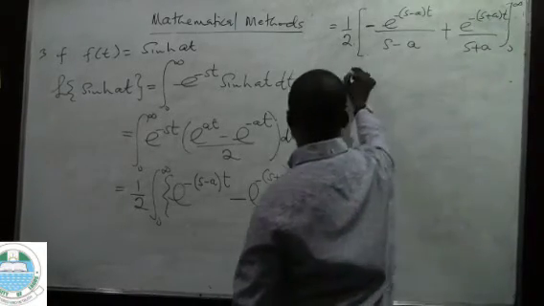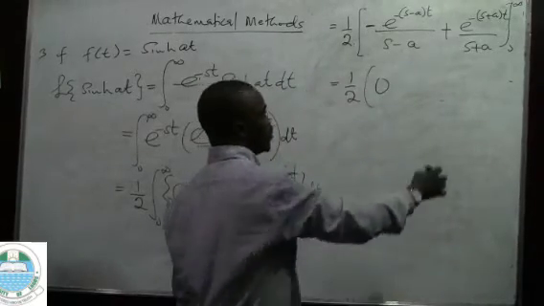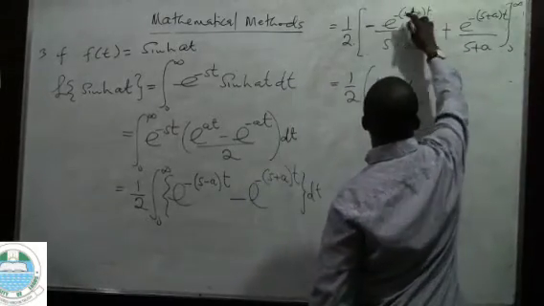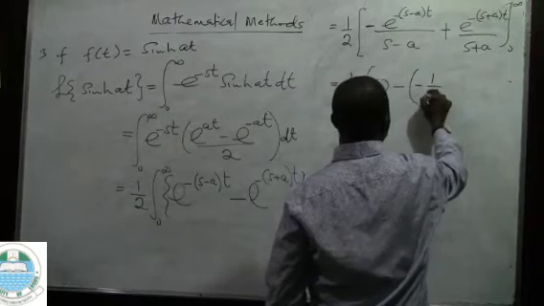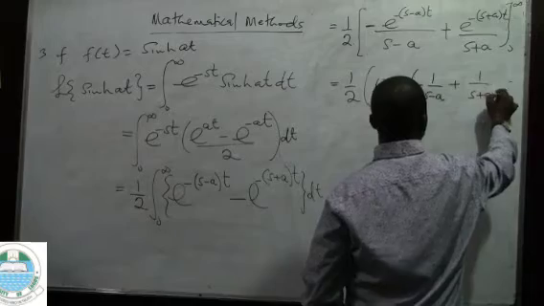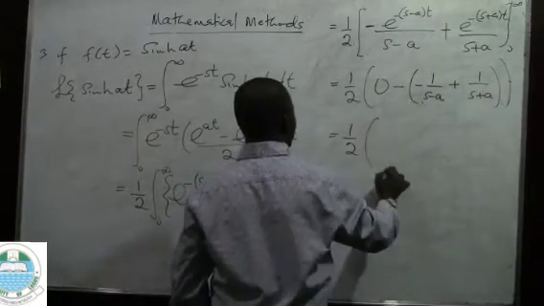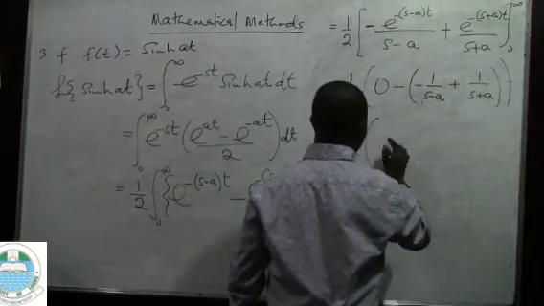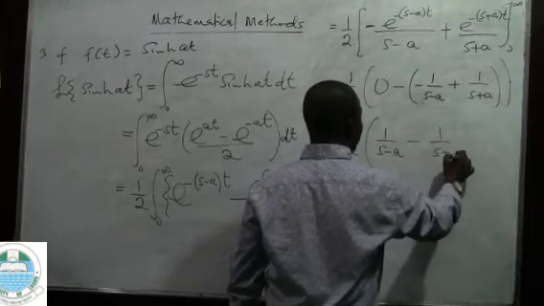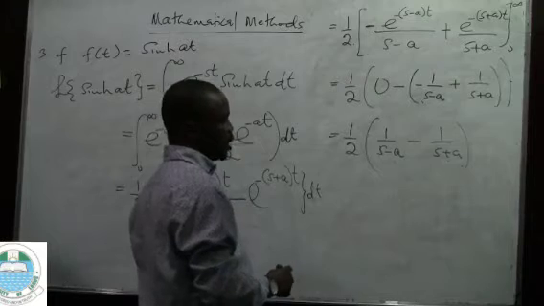With respect to infinity, everything I have inside the bracket becomes 0. Minus the next bracket, with respect to 0, the whole of this one becomes 1. That is minus 1 over minus a, and plus 1 divided by s plus a. So that I have 1 divided by 2 into bracket 1 divided by s minus a minus 1 divided by s plus a, because the negative needs to open up the inner bracket.